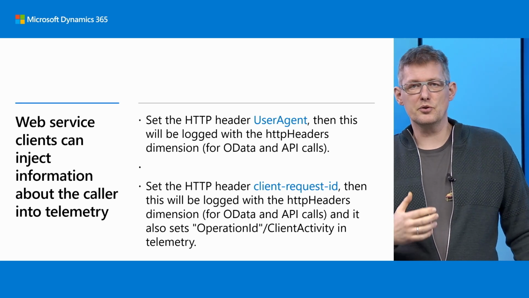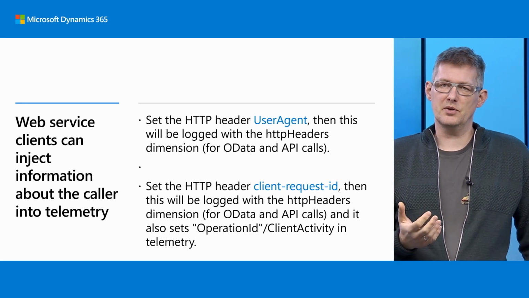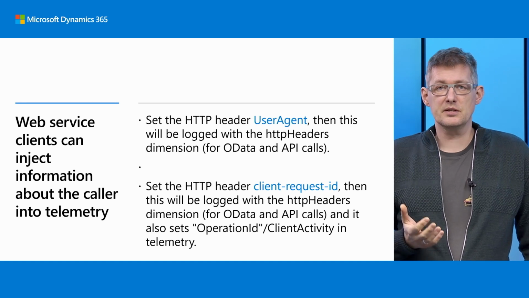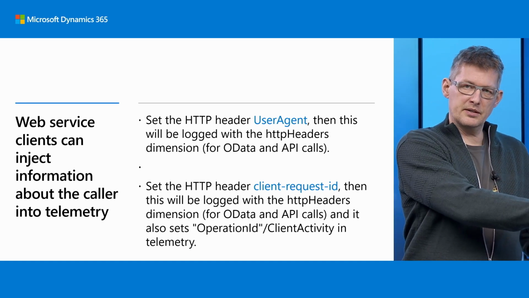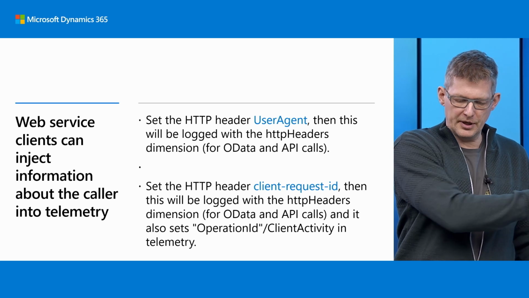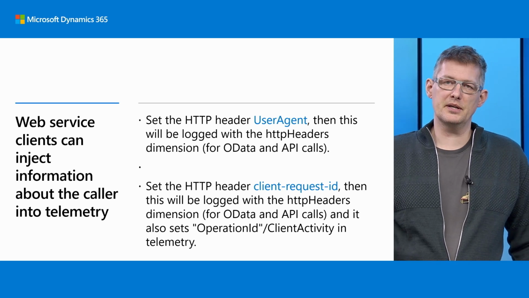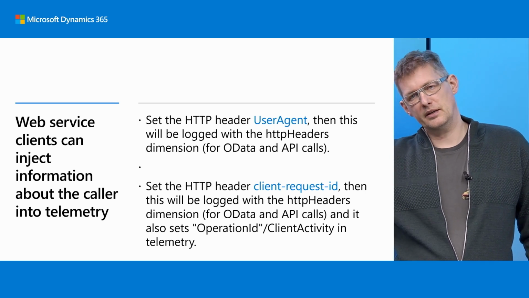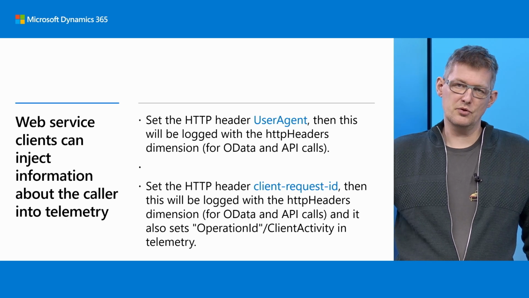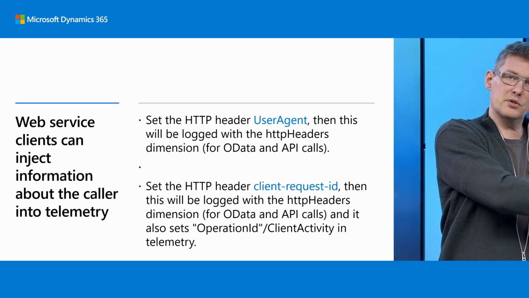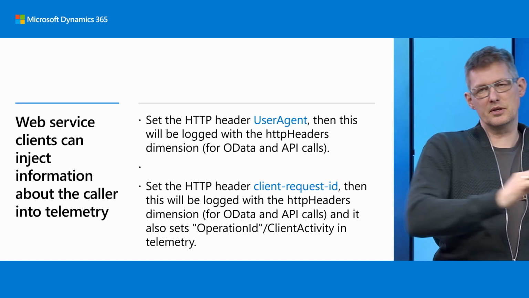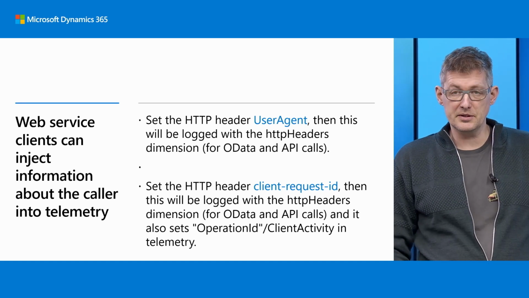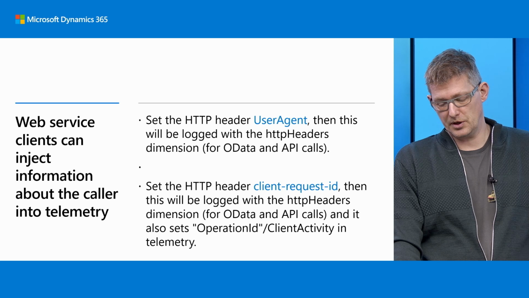Similarly, if you use Application Insights or other telemetry techniques with your web service client, you can actually put in the HTTP header client request ID, and we will log that in Business Central telemetry as well. So you can correlate your own telemetry for your outside services with Business Central telemetry using this trick.